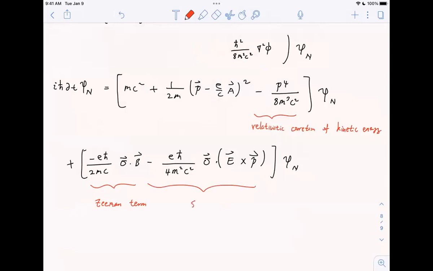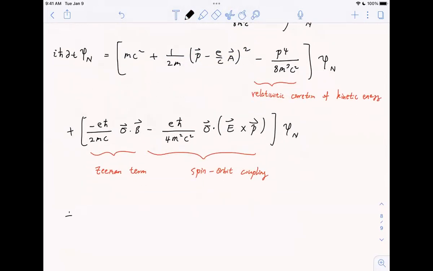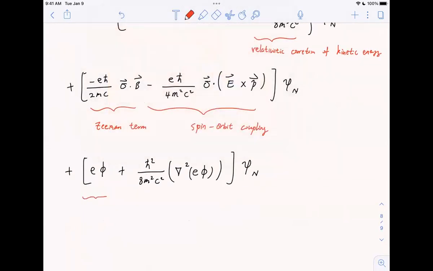And then this one is the spin orbit coupling. Okay, this is the spin orbit coupling. This is dot. Then you have another term. The electrostatic potential is here. You can put the electric field, the charge inside. And then this is the electrostatic potential energy. And this is what people call the Darwin term.